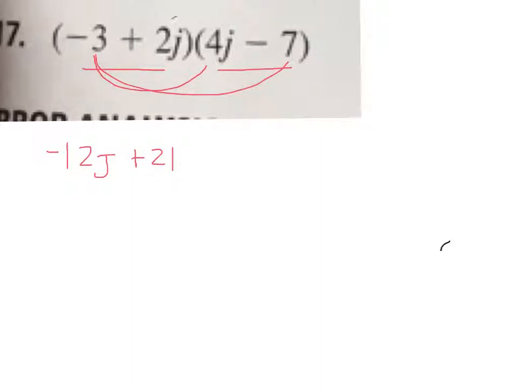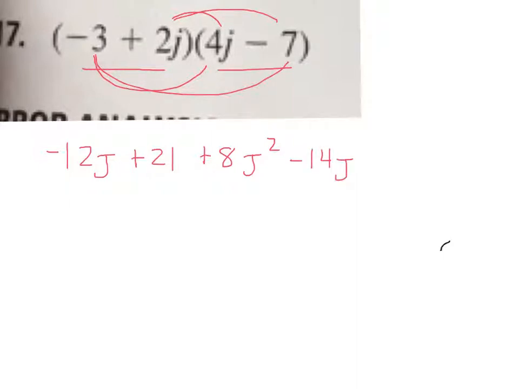All right, so this is just basic multiplication. We're multiplying this binomial times this binomial, correct? So I've got negative 3 times 4j, which would be negative 12j. And negative 3 times negative 7 is positive 21. And then 2j times 4j is 8j squared. And 2j times negative 7 is negative 14j.